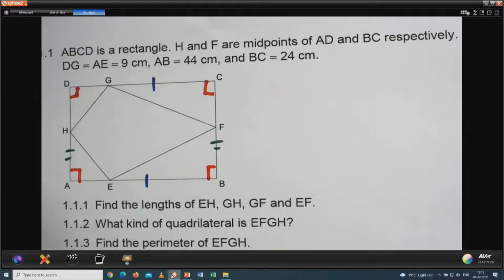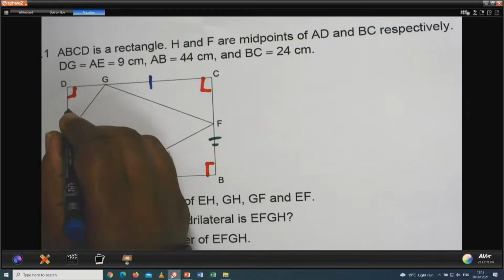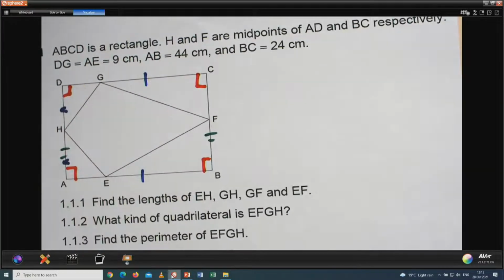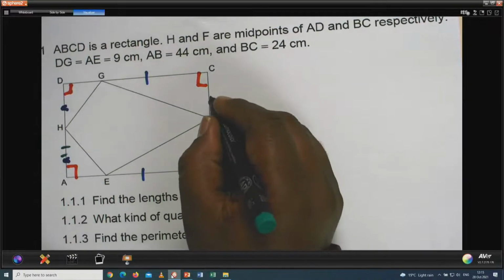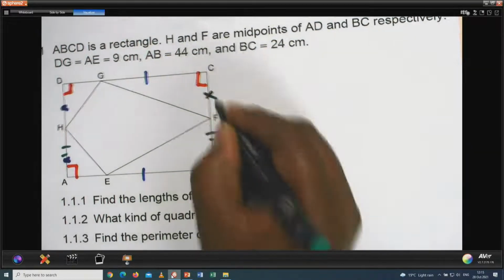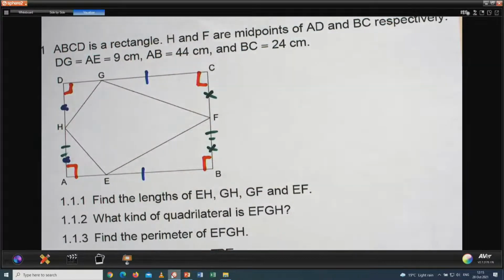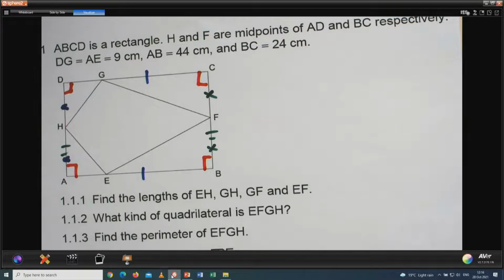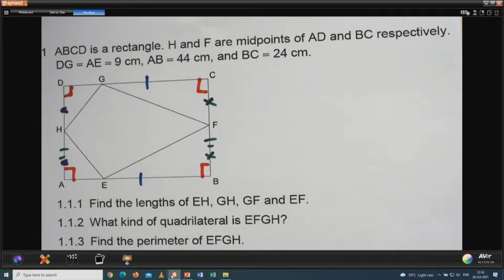H and F are midpoints. So it tells me this side is equal to this side already. That one is a midpoint, so this side is equal to this side. Now my picture is getting clearer. I see a lot of congruent pictures here, and that's the information I am having.